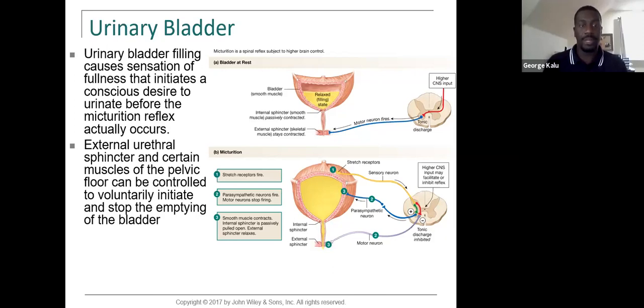As the bladder begins to fill with urine, it starts to create a sense that the bladder is filling. That sensation appears well before the micturition reflex actually takes place. This whole process tells your brain that it's time to go to the bathroom, because if we don't go pretty soon, we're going to be wetting our pants, and we don't want that to happen. So it creates a conscious desire to go to the bathroom before the micturition reflex actually kicks in.